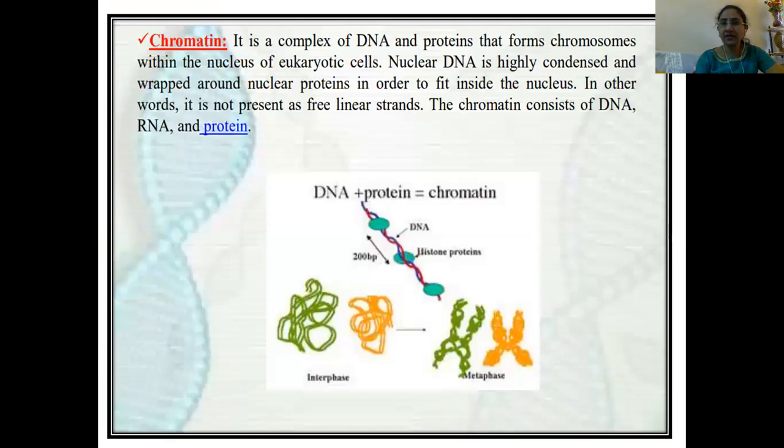What is chromatin? You can remember it: chromatin is DNA plus protein. Whatever genetic information or genetic material is present inside the chromosome is the chromatin. DNA is the genetic material, as we all know. It is a complex of DNA and proteins that forms chromosomes within the nucleus of eukaryotic cells. So the combination of DNA and protein present inside the nucleus of the cell is called chromatin.